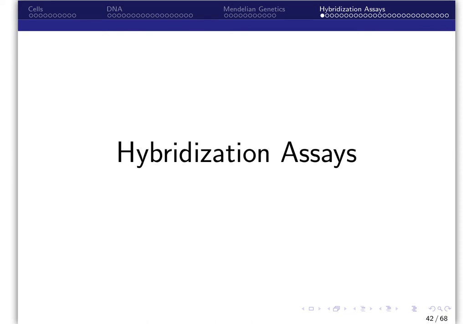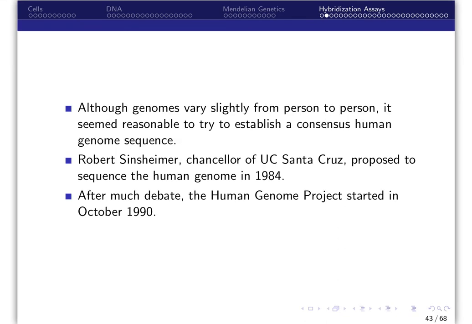We will now wrap up this module by discussing different hybridization assays. Although genomes vary slightly from person to person, it seemed reasonable to try to establish a consensus human genome sequence.